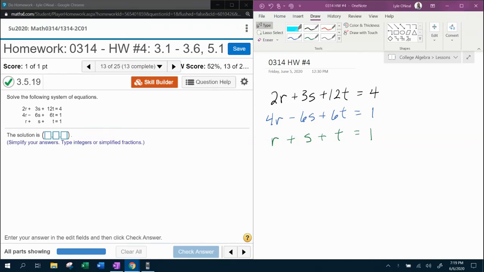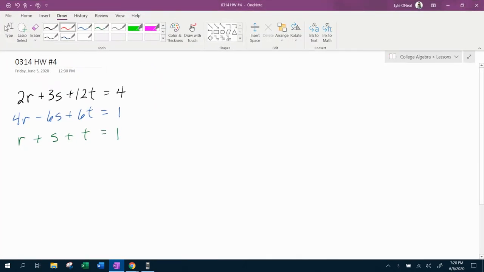All right, here we go. Question number 13 from our 0314 homework number 4 in MyLab Math. The instructions say solve the following system of equations. So I've already recopied those over here in my workspace. And since I know that there's going to be a ton of work involved, I'm going to go ahead and maximize this. And let's get started.